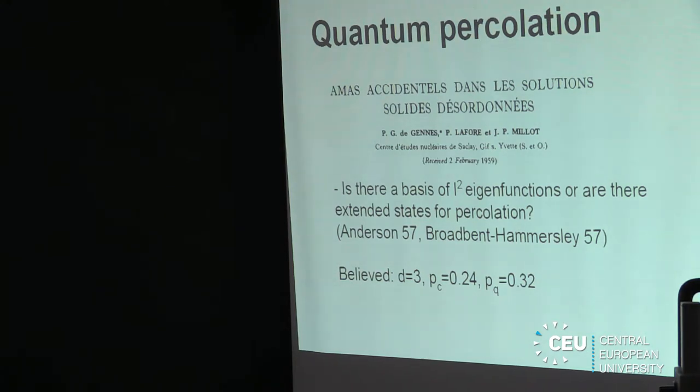It's about 0.24. And then there is supposed to be a region where there are still infinite components, but there are no extended eigenvectors. So all the eigenvectors are small. And then there is another value, which is the quantum percolation threshold, pq. Above that, you will see some extended states. That's the belief in this picture. But again, this is completely open.